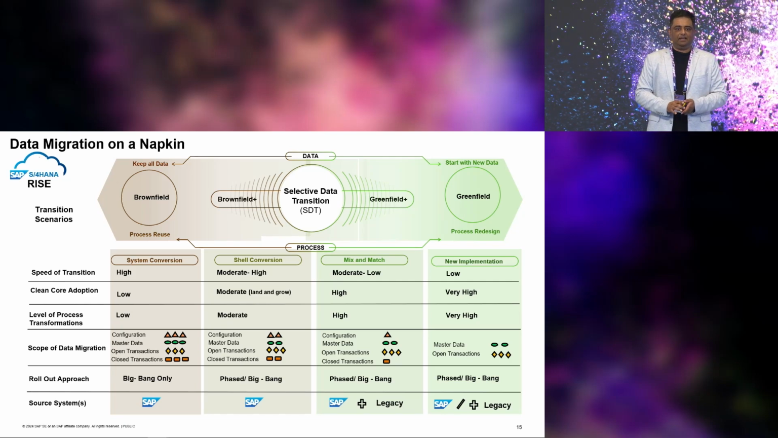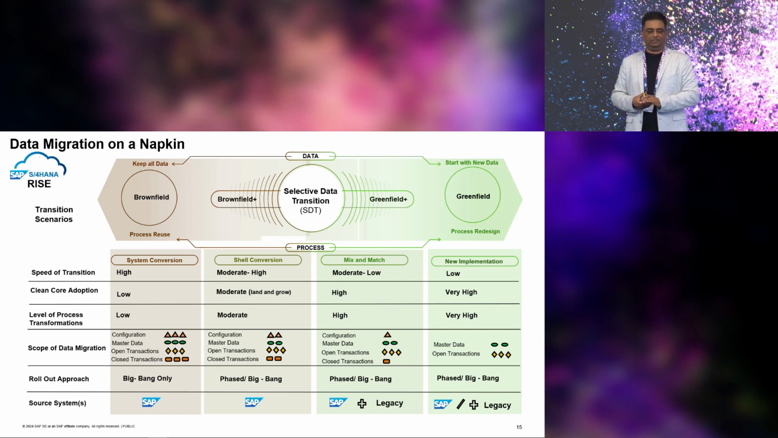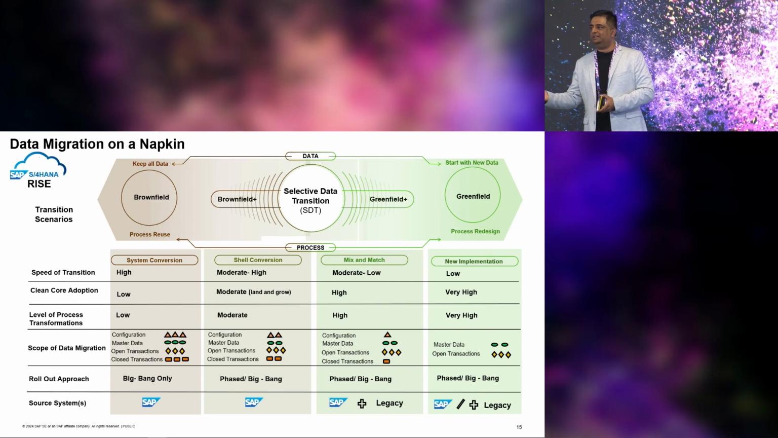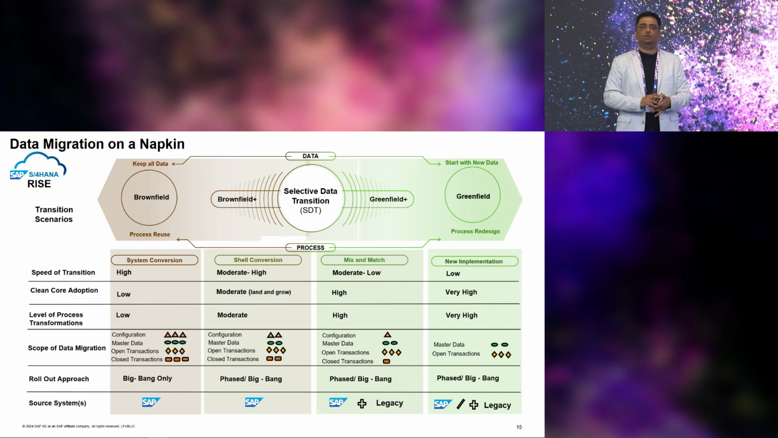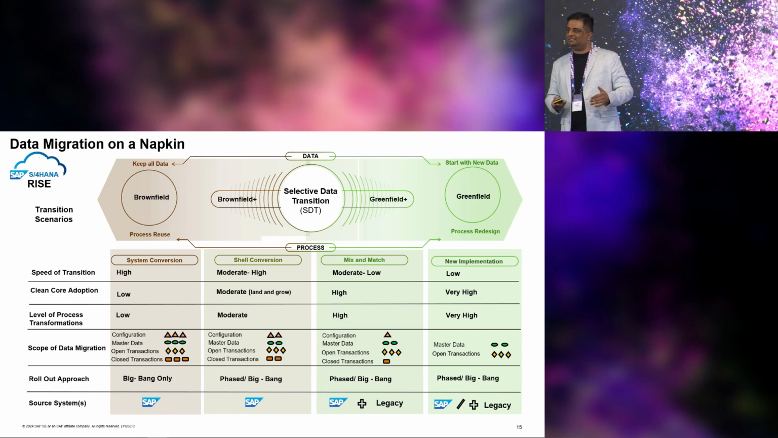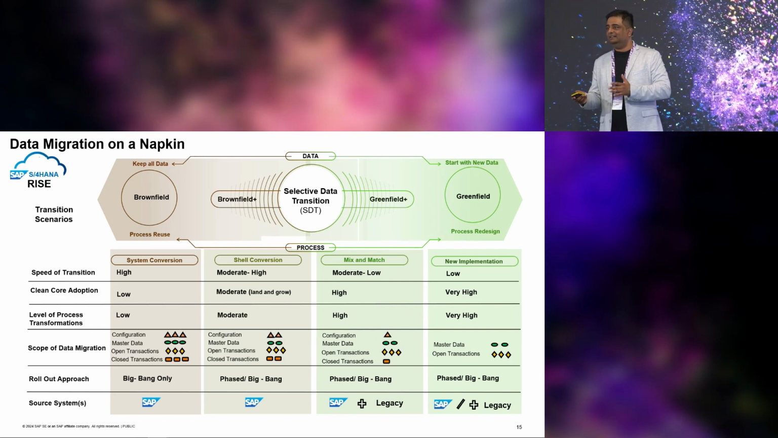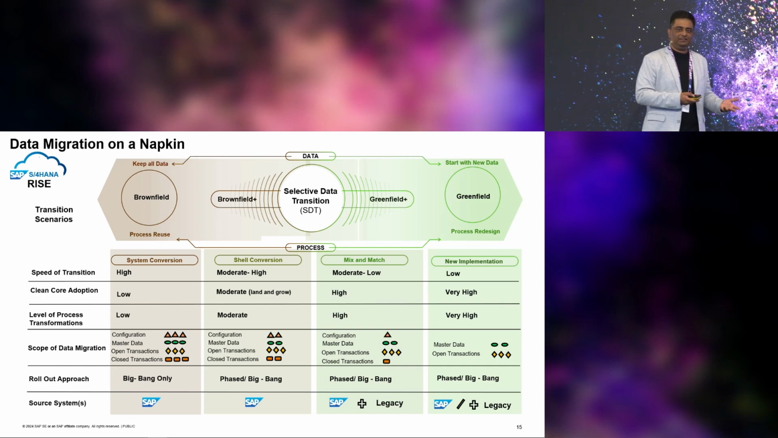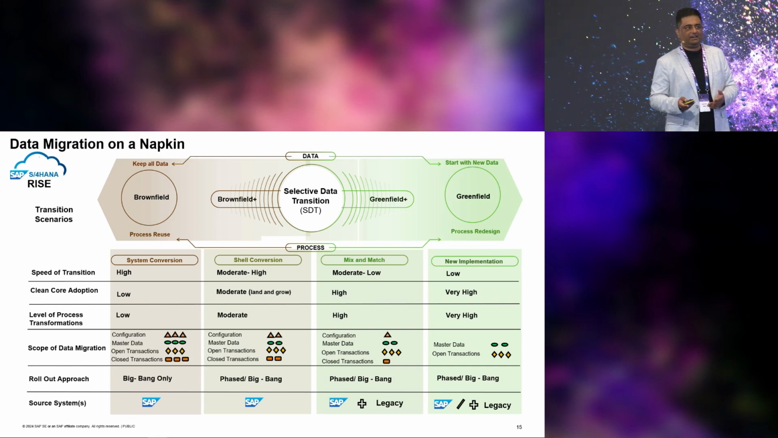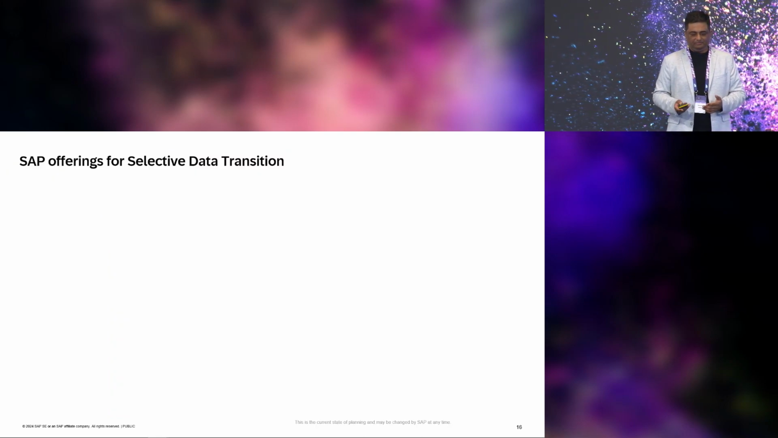The last scenario here we have is source systems. The source system, in the case of brownfield or SDT, has to be an SAP ECC environment. In the case of a new implementation scenario, you could also start from a non-SAP legacy system. So these are some of our key dimensions and aspects that are really important to consider when we talk about data in the context of processes, configuration, application data, transaction data, and history.